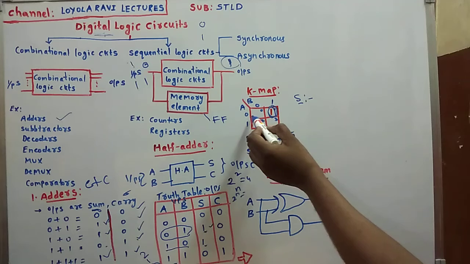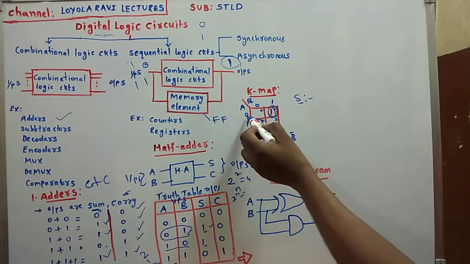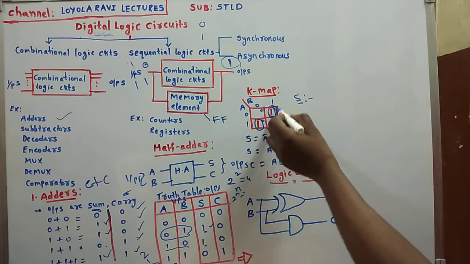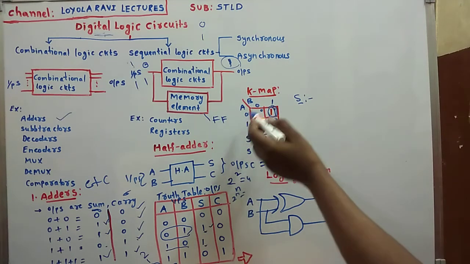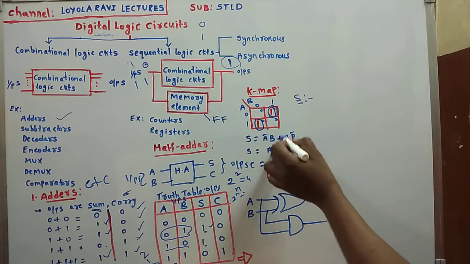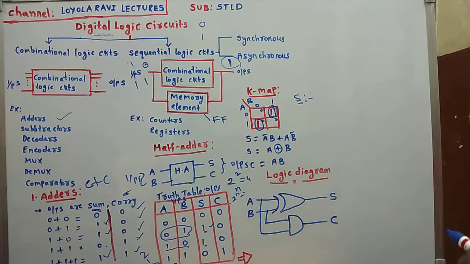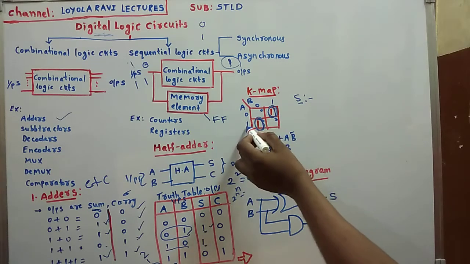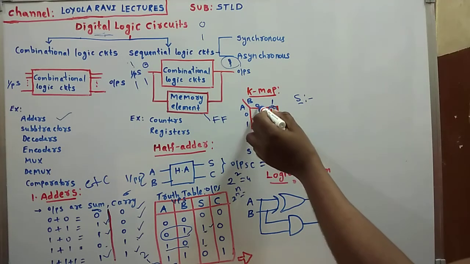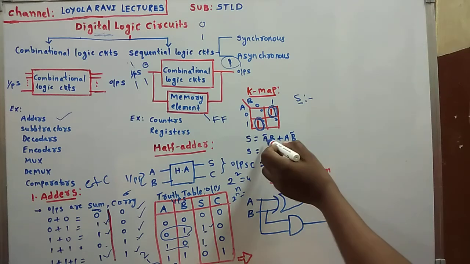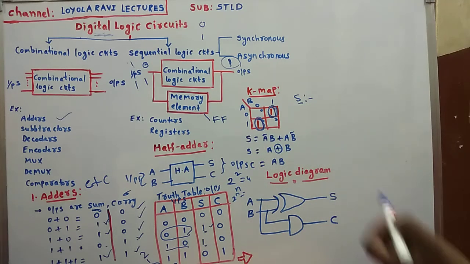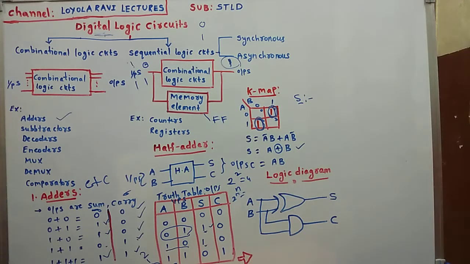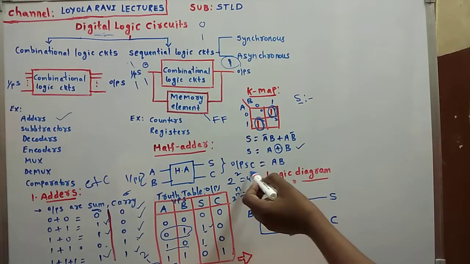Then for this one, what is the corresponding combination? Horizontally 0 we have. 0 for variable A is A bar. And vertically we have 1, related to B, that is B. A bar B. This term belongs to 0 1. In the same manner, another single term is forming. 1 and 0. 1 is nothing but A, 0 is nothing but B bar. A B bar. A bar B plus A B bar is nothing but the sum expression. Sum is equal to A bar B plus A B bar, which is A XOR B. Then go for the carry expression.